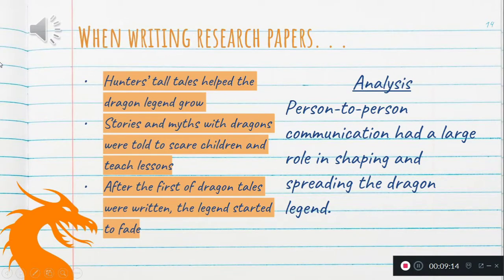Again, to analyze something means to take the larger picture and pull it apart into smaller pieces and then see what those smaller pieces say together. So, all three pieces of information we've just taken out of our source have to do with person-to-person interaction. So, when we analyze this source and pull out these pieces of information, we can say that person-to-person communication had a large role in shaping and spreading the dragon legend.